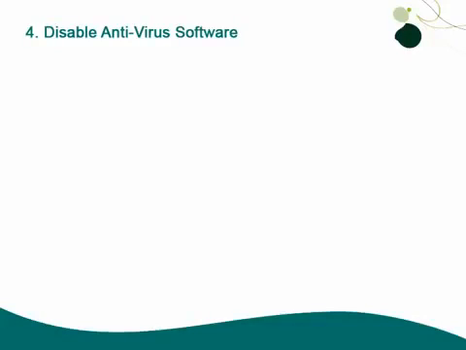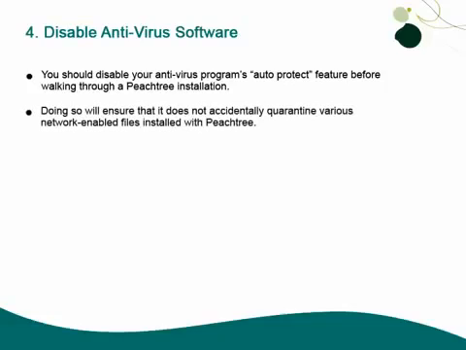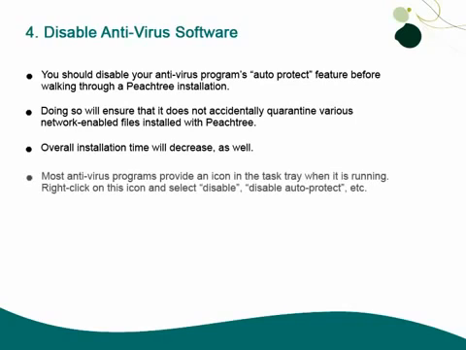If you are running an antivirus program, you should disable its Auto Protect feature before walking through the installation. Doing so will ensure that the program does not accidentally quarantine various network-enabled files installed with Peachtree. Overall installation time will decrease as well.